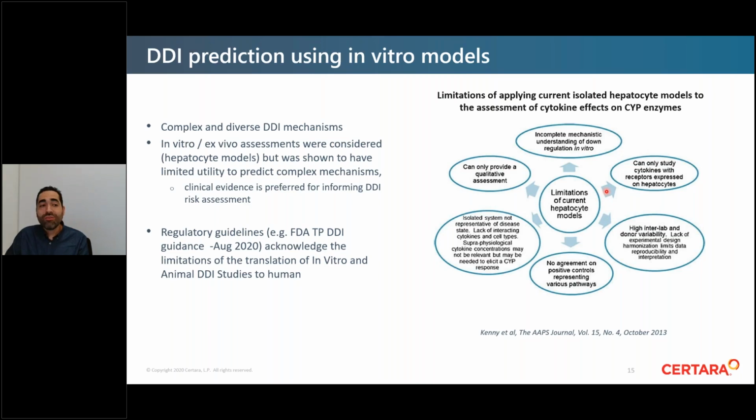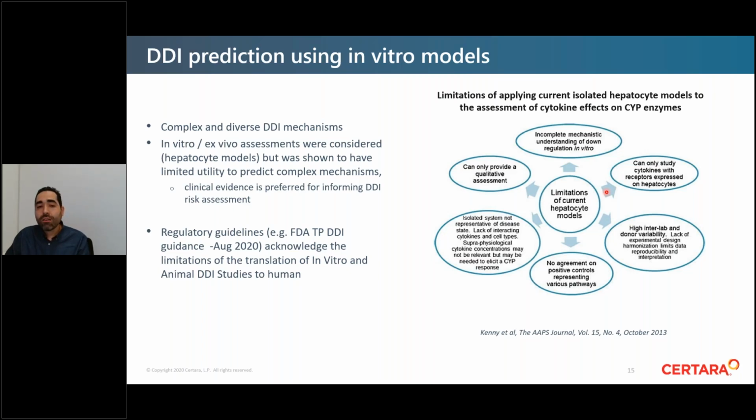Unfortunately, this is not always feasible and reliable for therapeutic proteins. You saw that the DDI mechanisms are quite complex. They are also diverse, so a single approach is not appropriate. Some attempts were made to use hepatocyte models to assess the effects of cytokines on the CYP enzymes. Unfortunately, a lot of limitations were identified, including the variability of this model, and also this model was considered as a simple model in comparison to a very complex disease.